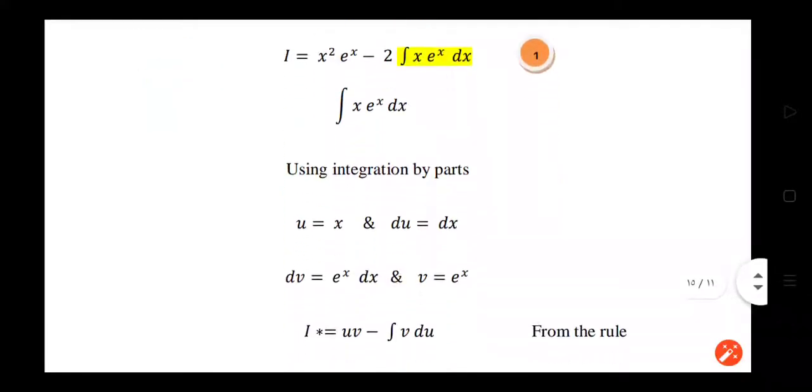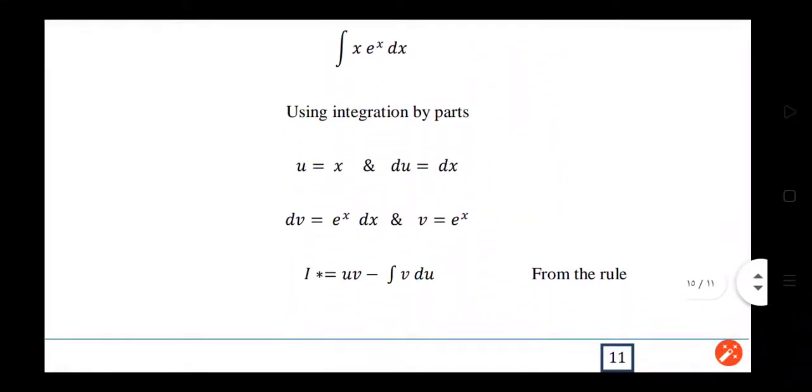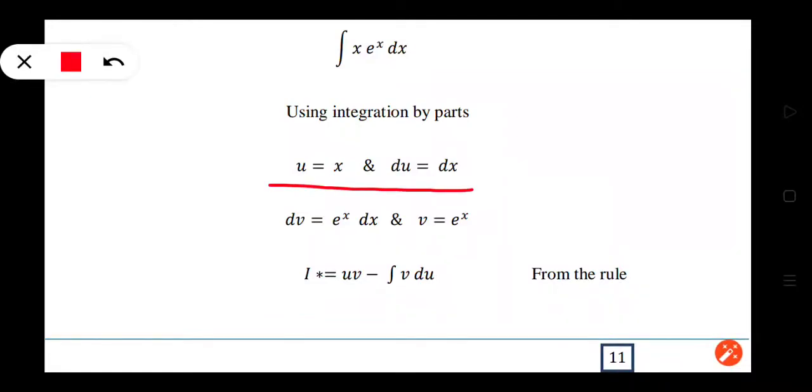Using integration by parts another time, let u equal x, then du equals dx, and dv equals e power x dx, so v equals e power x, and using the form of integration by parts, we put it as I star. It's a sub-integration of the main integration we have.